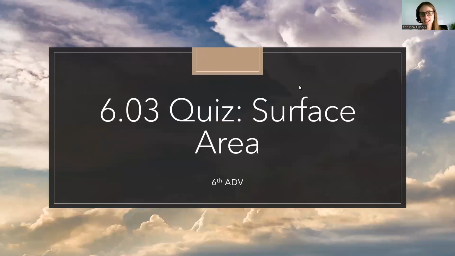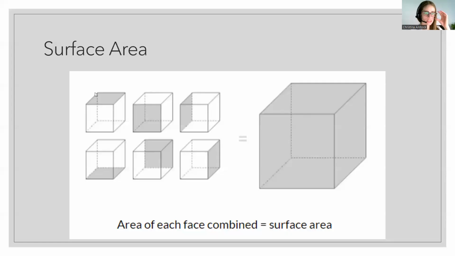Good morning, everyone. Today we're going to be working through the 603 quiz, which is on the topic of surface area. And we're going to be focusing on surface area of cubes, rectangular prisms, and then square-based pyramids. So first, let's just talk about what surface area is.